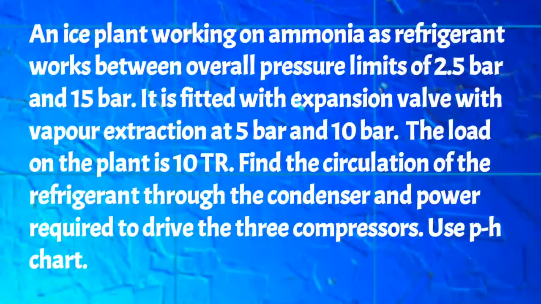An ice plant working on ammonia as a refrigerant works between overall pressure limits of 2.5 bar and 15 bar. It is fitted with expansion valves with vapor extraction at 5 bar and 10 bar. The load on the plant is 10 tons of refrigeration. Find the circulation of refrigerant through the condenser and the power required to drive the three compressors. Use the pressure enthalpy chart. So this was the given problem.